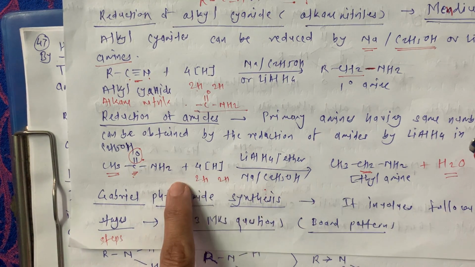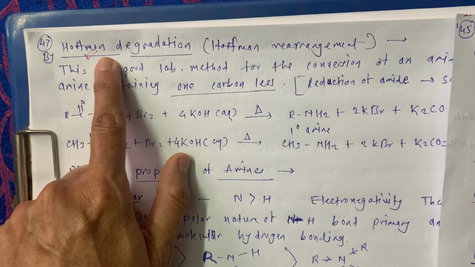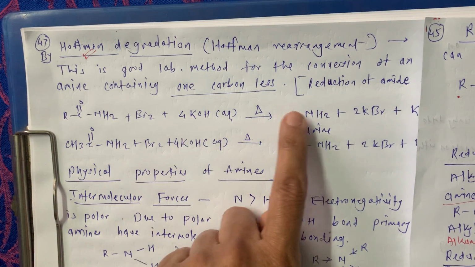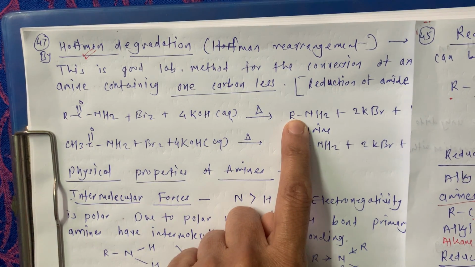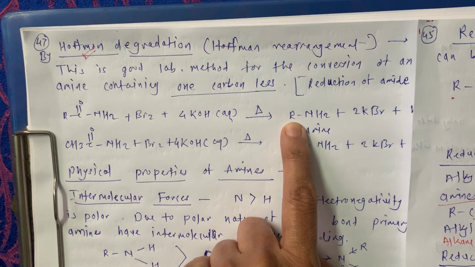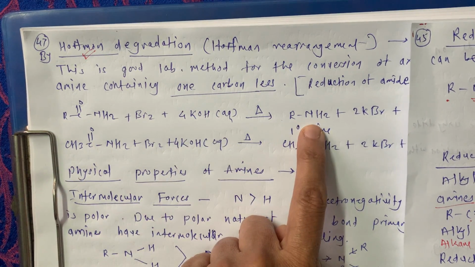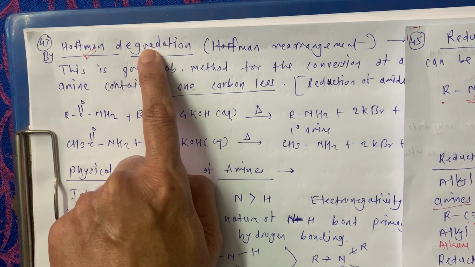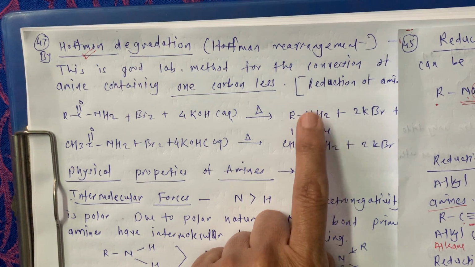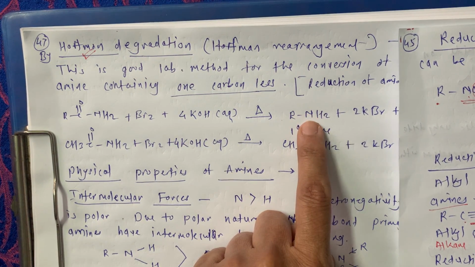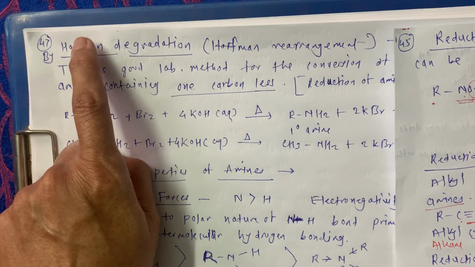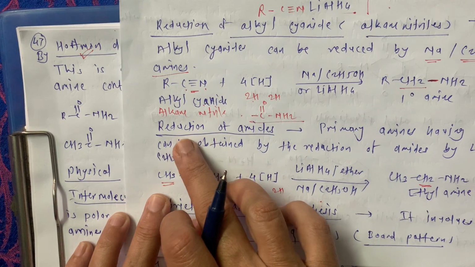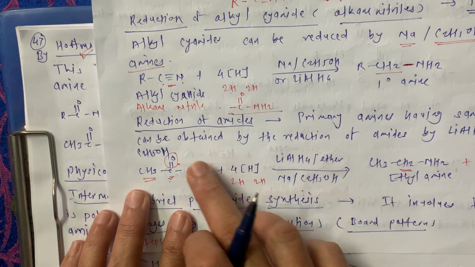Means carbons remain the same. But in this Hofmann degradation, here again we use amide, but in the product 1 carbon is less. Here are 2 carbons, now here is only our alkyl group. Means 1 carbon less. So this is nothing but degradation. Remember this thing. So based upon the product, which product do you want, based upon that you have to decide which method you are going to use. Are you going to use Hofmann degradation, or the simple reduction of amides?